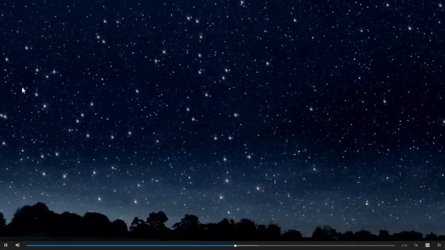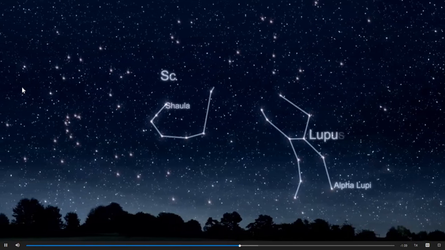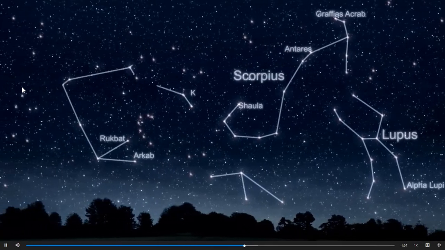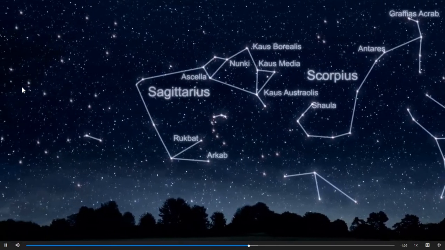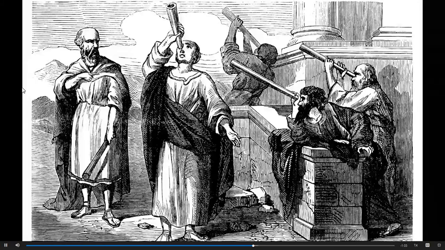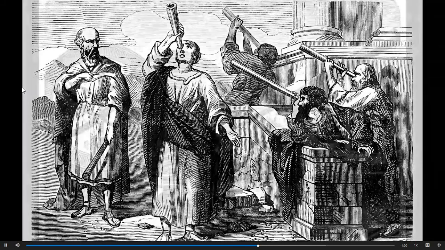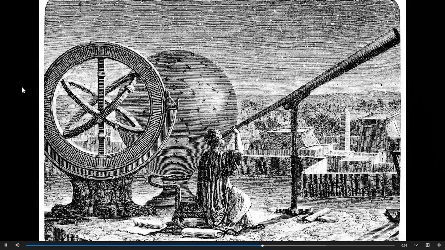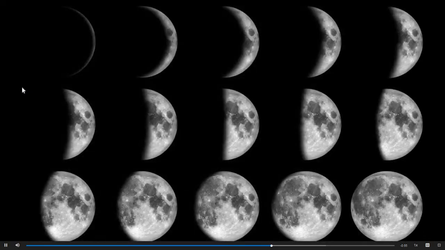People have been finding patterns in the sky for a long time. When stars form patterns, they are called constellations. People have been finding patterns in the stars that look like animals and people for thousands of years. There are also patterns of the moon that we can find.